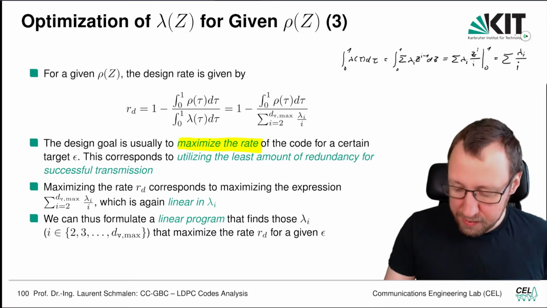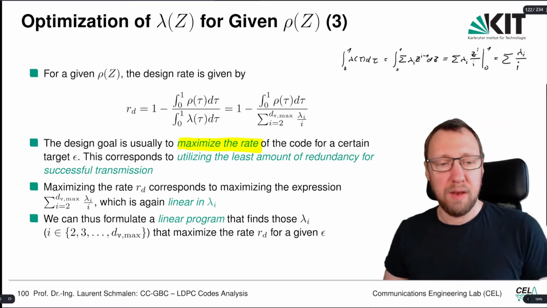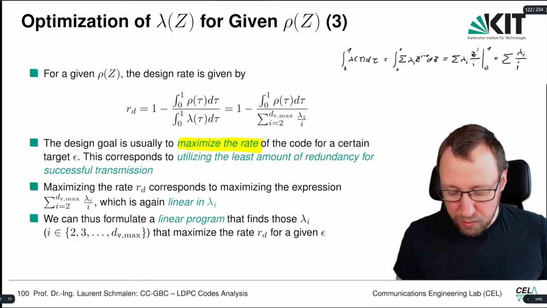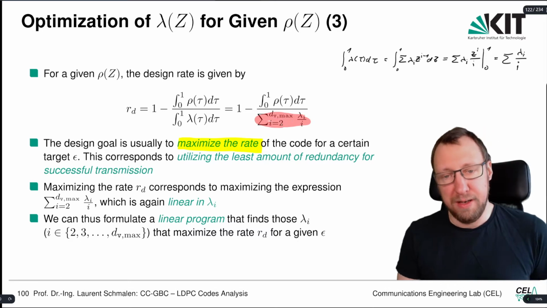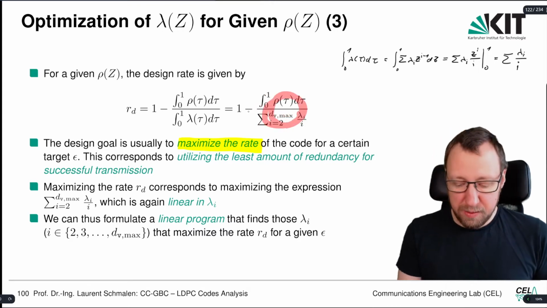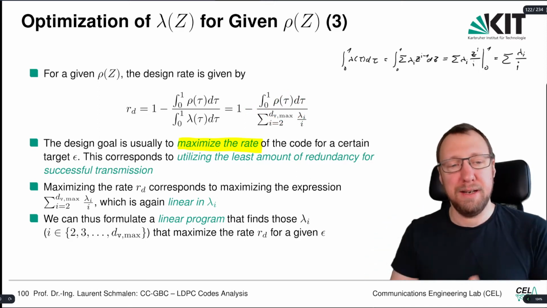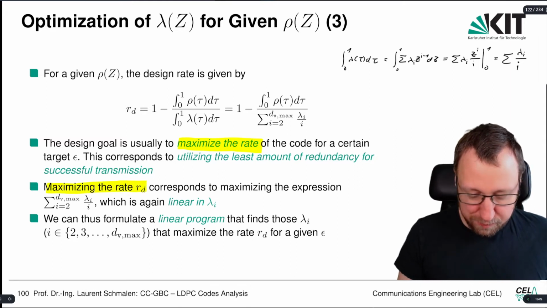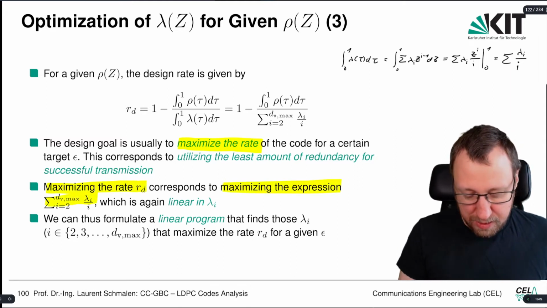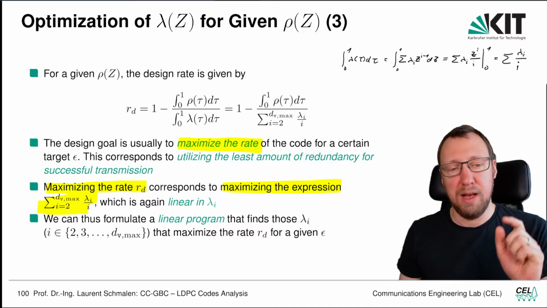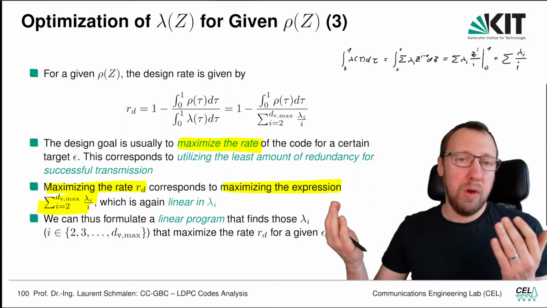Okay, so we have this polynomial, and when we would like to maximize the rate, this means we should maximize the denominator, because we have a minus sign over here. So usually maximizing the denominator will minimize this term. As we have a minus sign, it will maximize the rate. So maximizing the rate, R_D, corresponds to maximizing the expression sum of lambda i divided by i, which again is a linear function in lambda i. Lambda i is multiplied by a constant, which happens to be 1 over i.